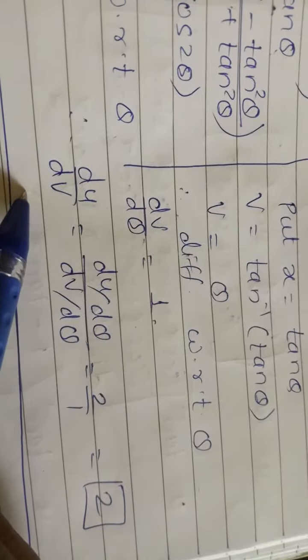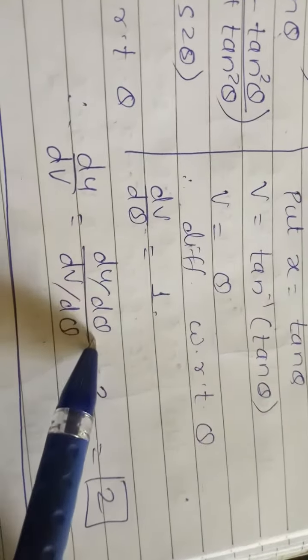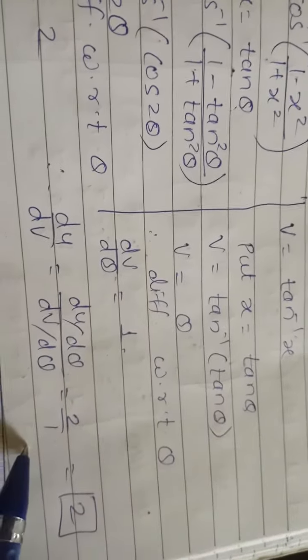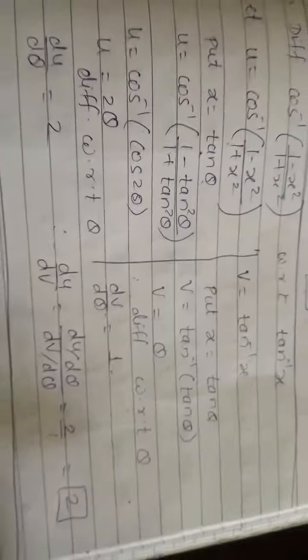So du by dv is equal to du by d theta upon dv by d theta, which is equal to 2 upon 1, and so the answer is 2.